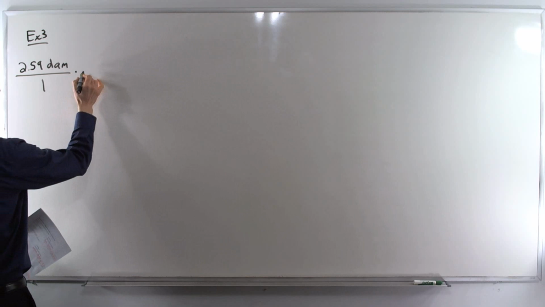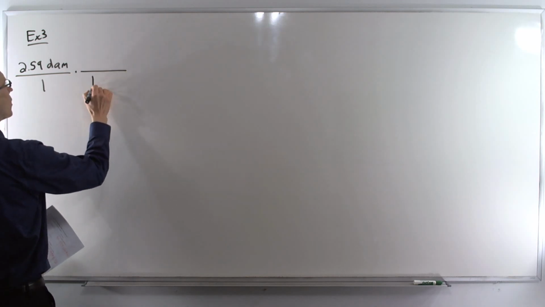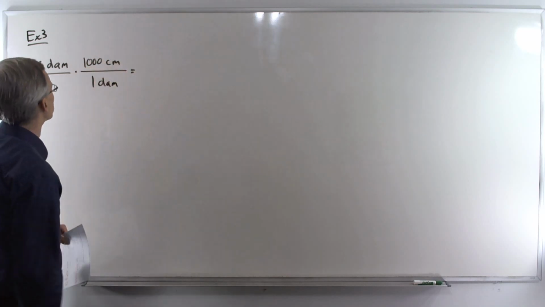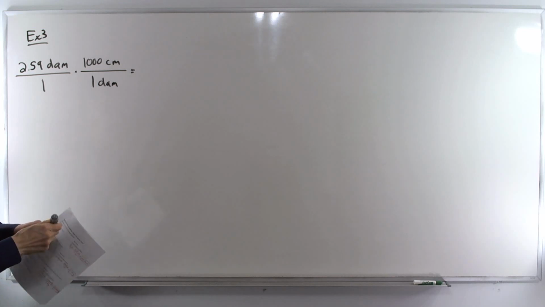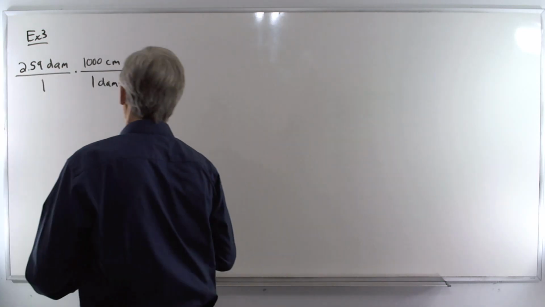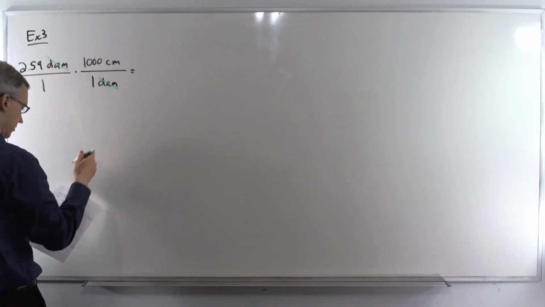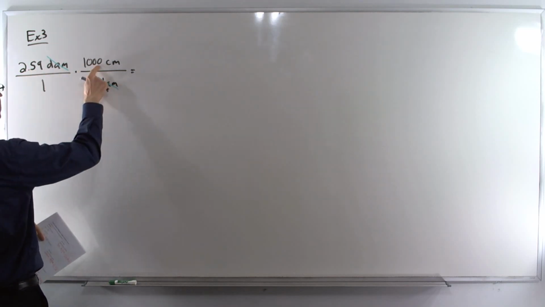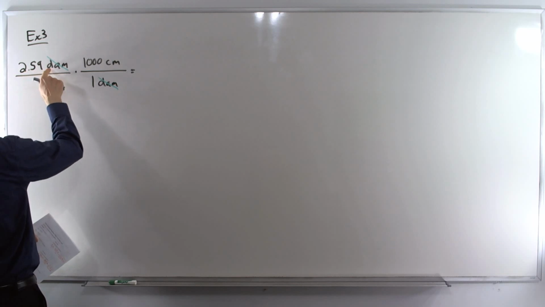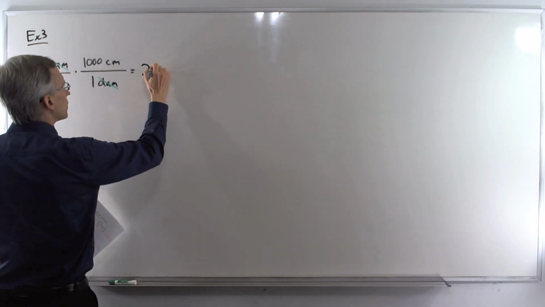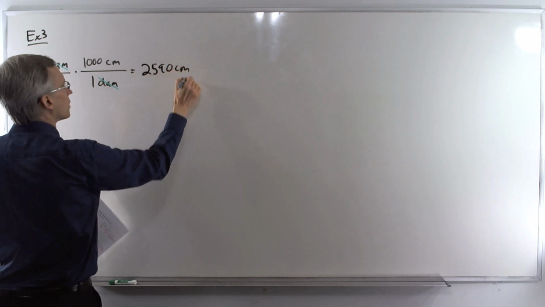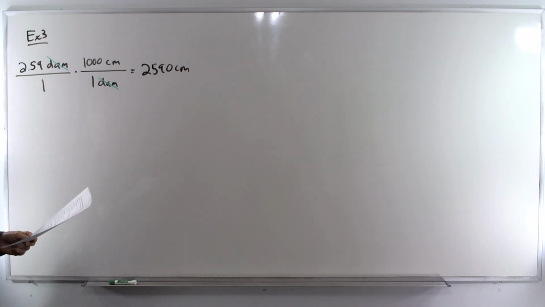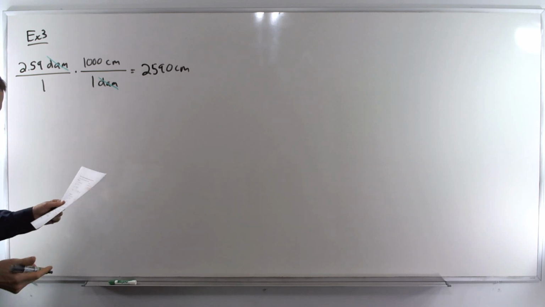So that means there are, in 1 decameter, 1,000 centimeters. So now we can cancel the units on top and bottom to match. Decameters are gone, leaving only centimeters, so we're going to multiply 2.59 times 1,000. That moves the decimal over 3 places. 2590. So 2.59 decameters equals 2,590 centimeters.